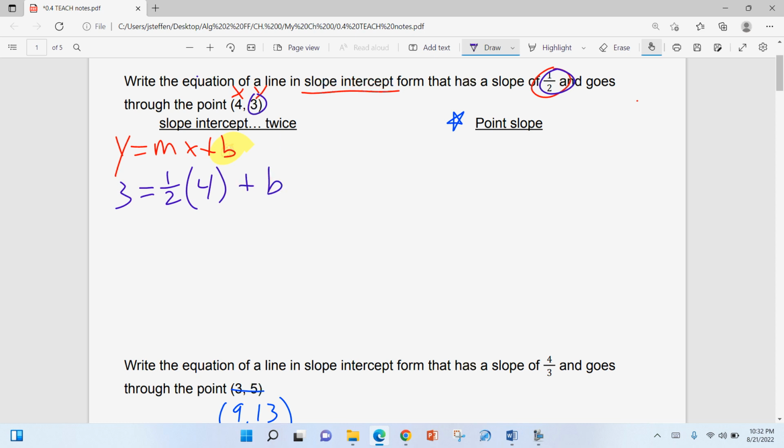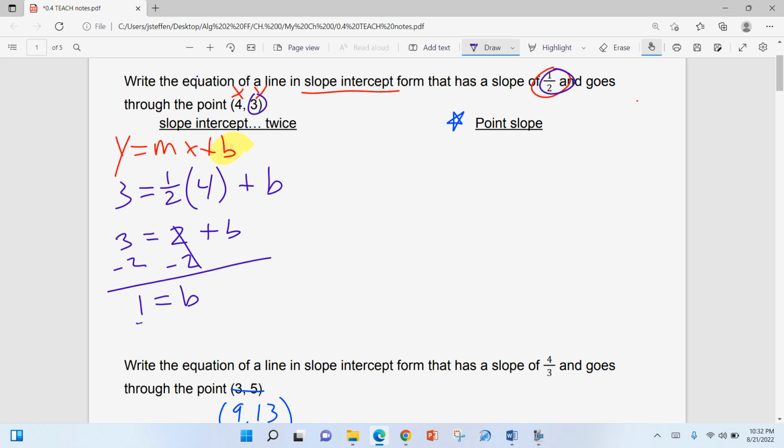So from here you can solve. 1/2 times 4 isn't too bad, but again, you can use a calculator, the fraction button on your calculator. 1/2 times 4 is 2. Subtract 2 from both sides. 3 minus 2 is 1, so we got our y-intercept is 1.